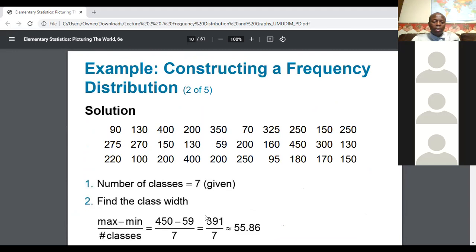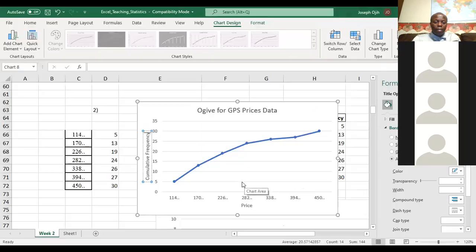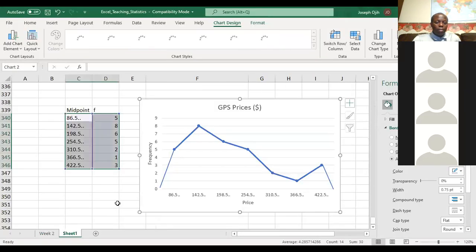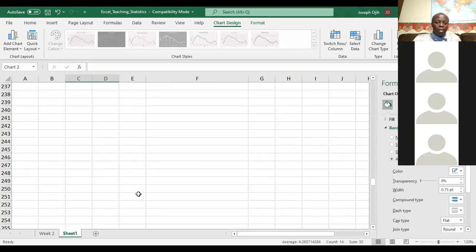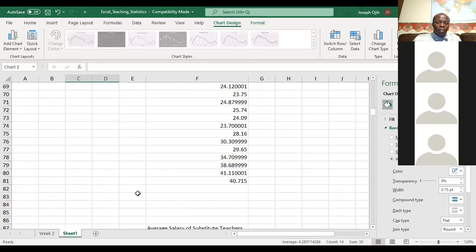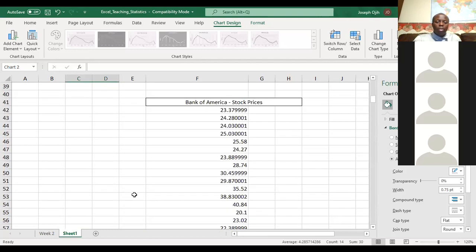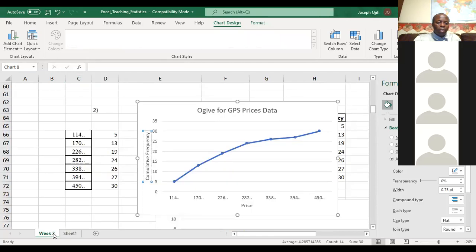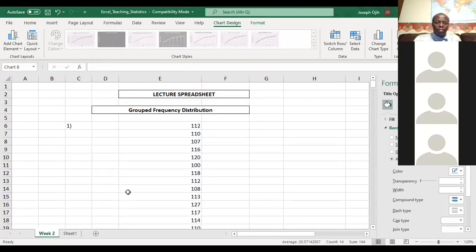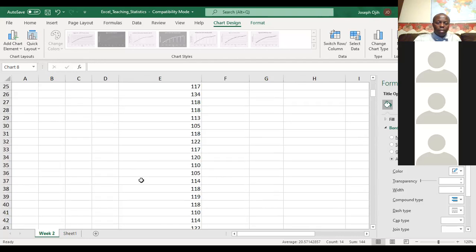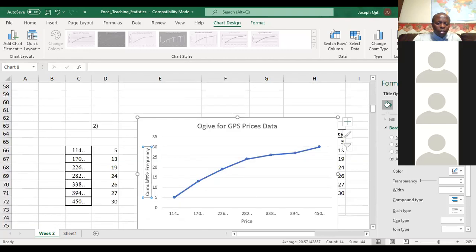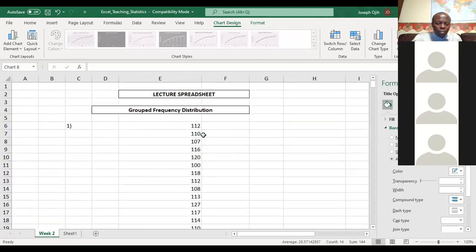The one I'm going to be using for doing this is this data set here. I have a data set already. My data set is this one. I don't know exactly what this number represents, but I want to use it to make a group frequency distribution to show you how to do it.